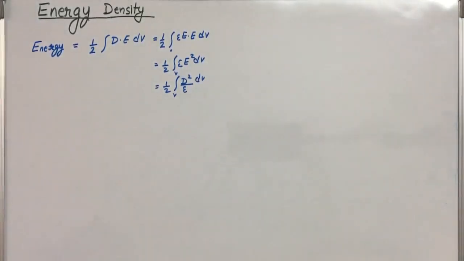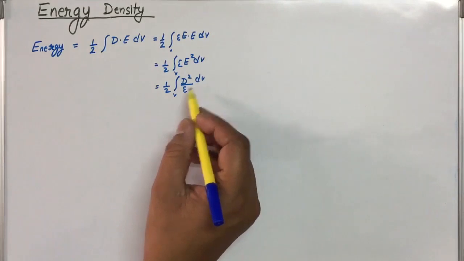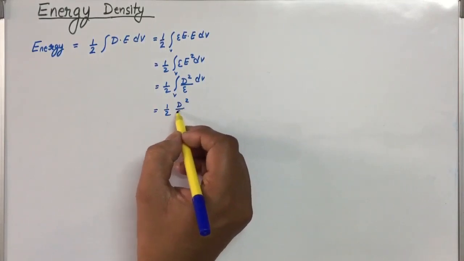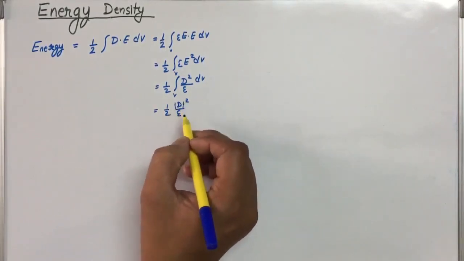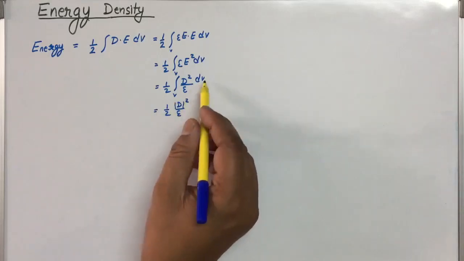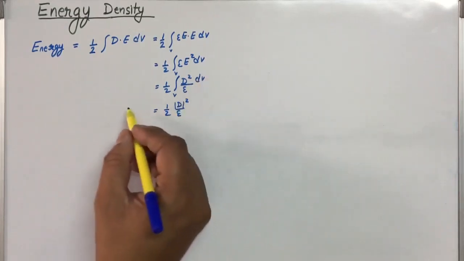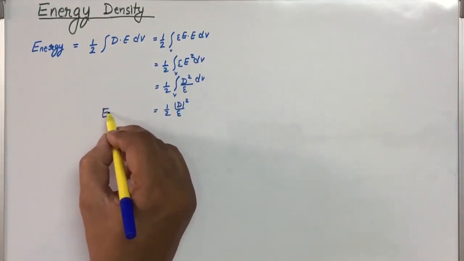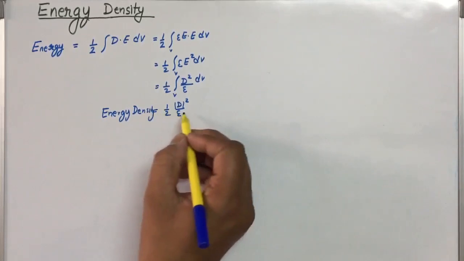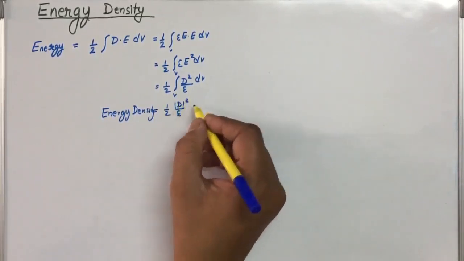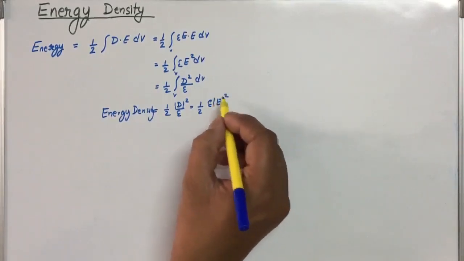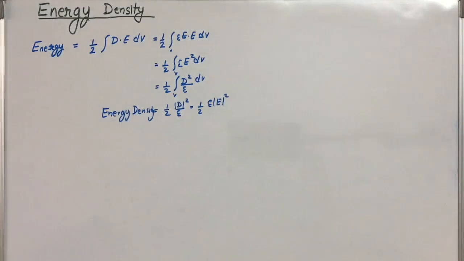In continuation, if we define the density, then half D square by epsilon, magnitude of it, will be the energy density per unit volume. So it is the energy density in the electric field, that is half epsilon E square. This is the energy density in the electric field.